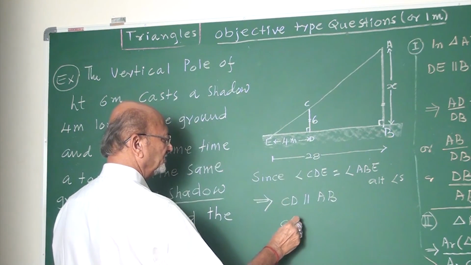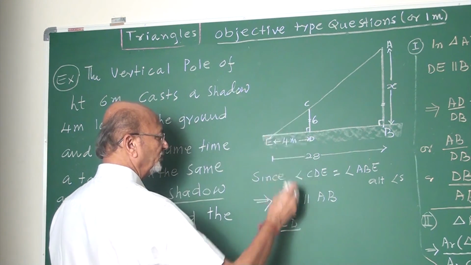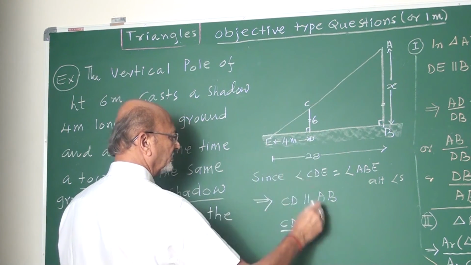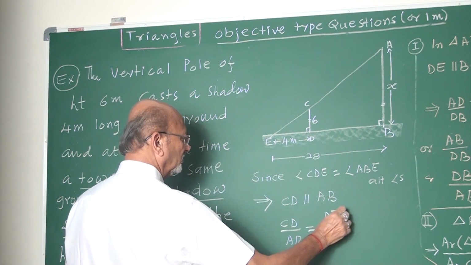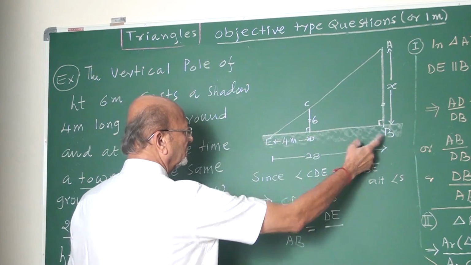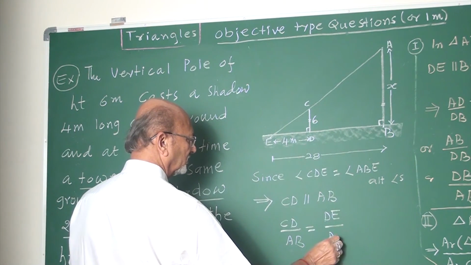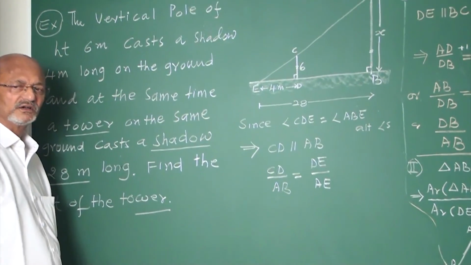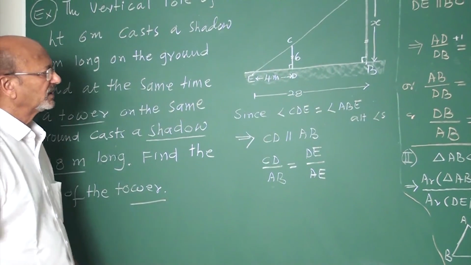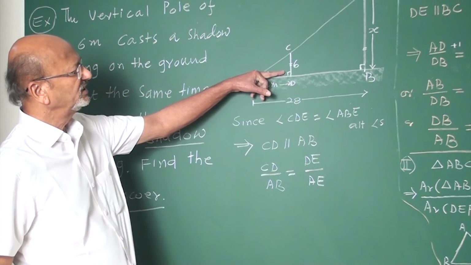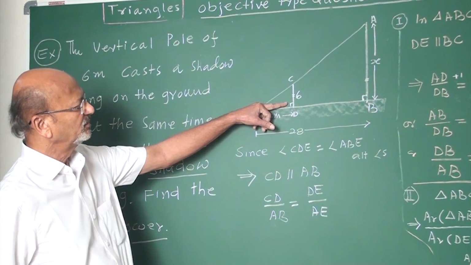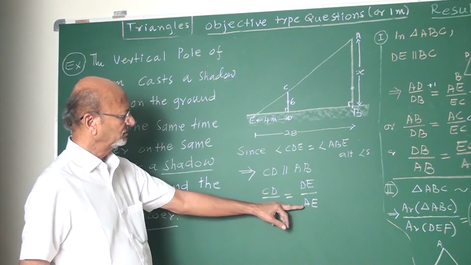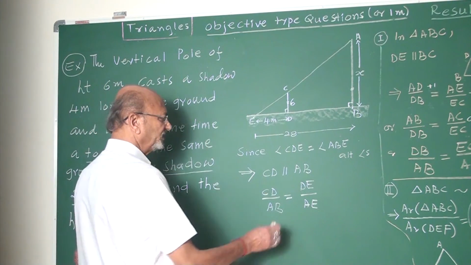Corresponding sides: CD is given, my friend, and AB you wanted. CD is equal to AB, what is connected with CD is DE, and what is connected with AB is BE. I hope you understood. It is parallel, which means what? By the BPT theorem, CD upon AB equals DE upon BE.